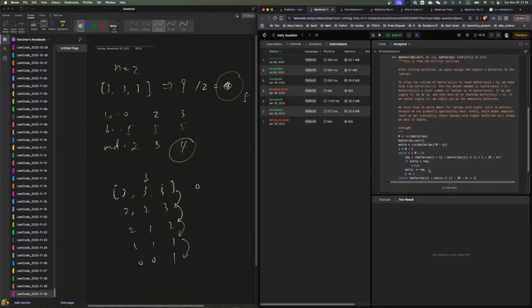So we're saying to allow the runtime of battery I to reach I plus 1. So we sorted. So for battery I to reach this battery, then we need help from the previous. Yes, understood. And the amount needed is the difference.